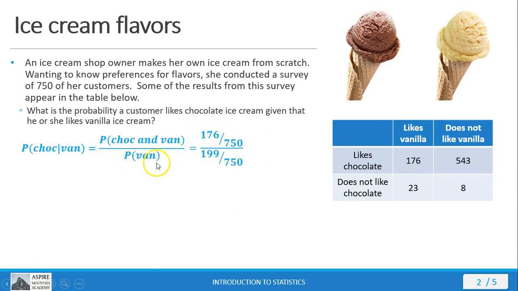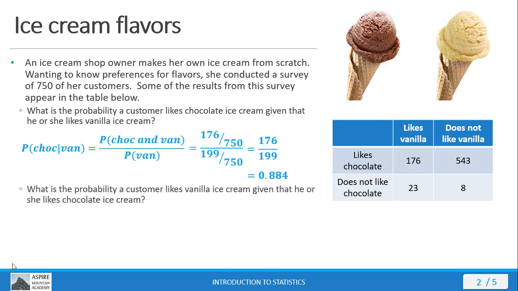The probability that the customer likes vanilla is going to be this whole column right here, 176 plus the 23, gives us the 199. That's the part over the whole, which is 750. So now we've got a fraction within a fraction. Both of those denominators are the same, so they'll cancel each other out, leaving me with 176 over 199. I divide that on my calculator and I get 0.884.